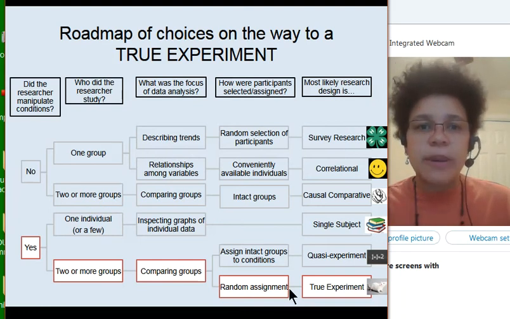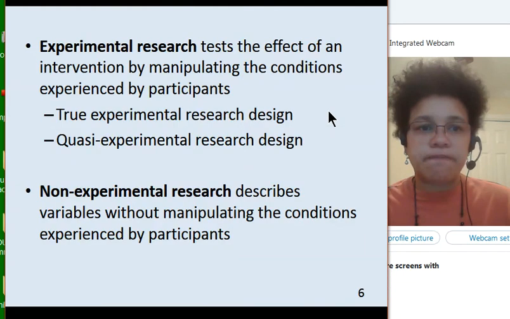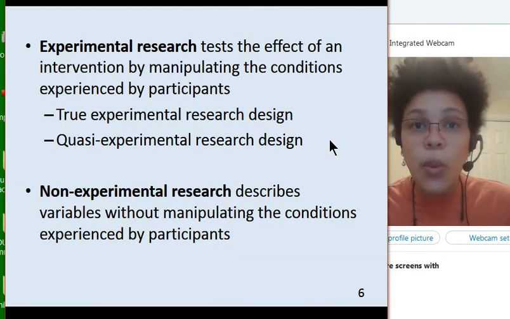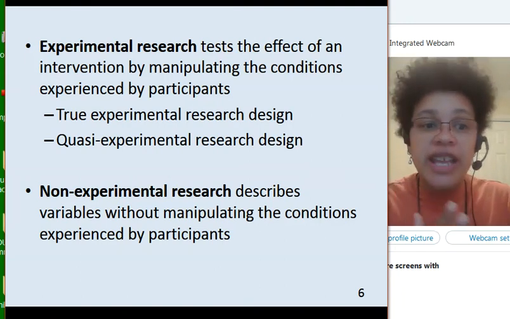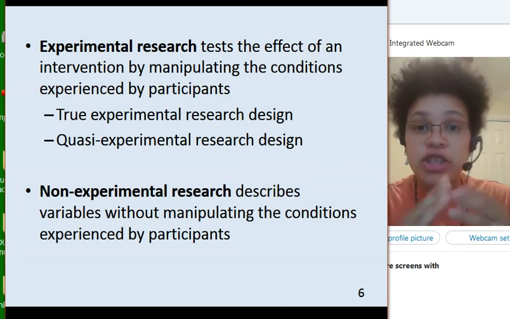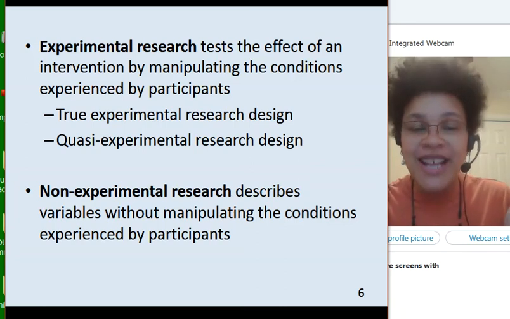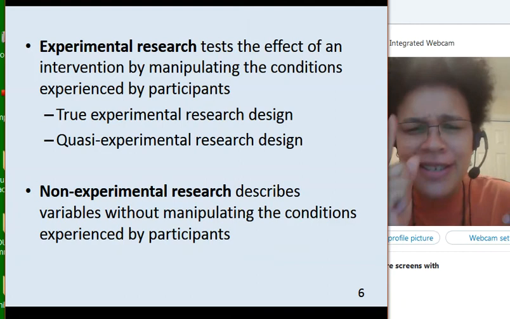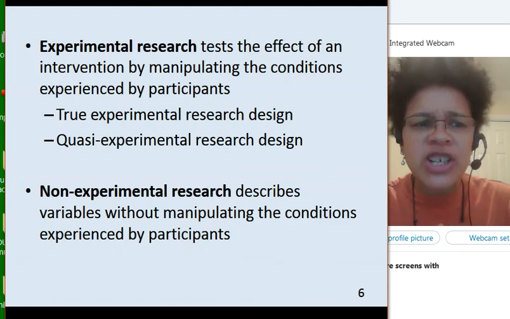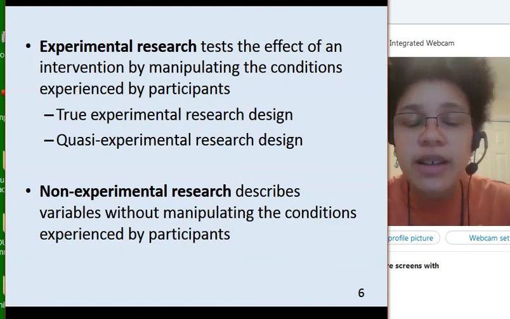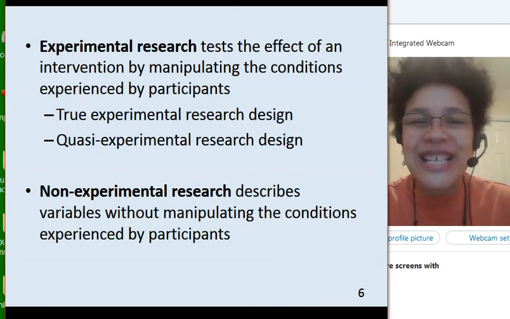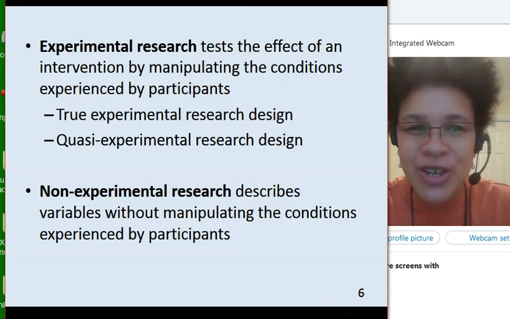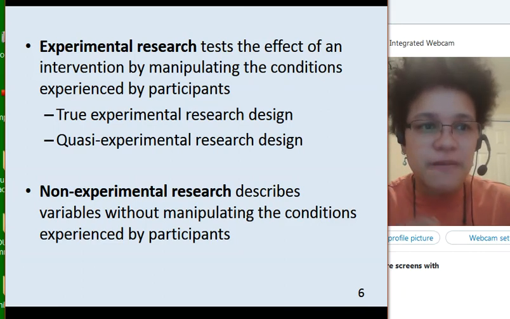And let's talk a little bit more about true experiments. Basically, there are 2 main types of quantitative research designs. One is experimental research. The other is non-experimental research. To the purist, the only one that's experimental research is a true experiment. To the not so purist, true experiments and quasi experiments count as experimental research. Everything else is non-experimental.